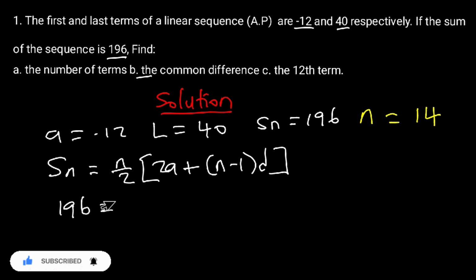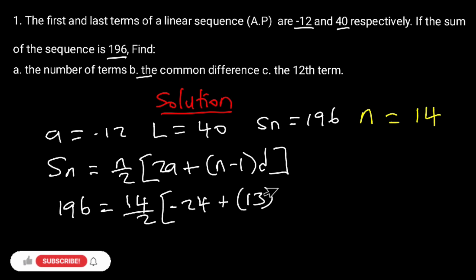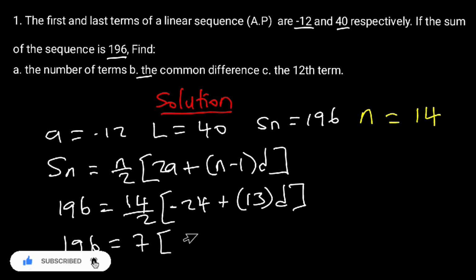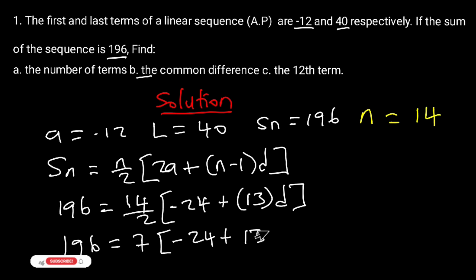196 is equal to 14 over 2 into, now a is negative 12, so 2 times negative 12 is negative 24, then plus the number of terms is 14. 14 minus 1 is 13, then multiplied by d. So we have 196 equals 14 divided by 2, which is 7. Then we have minus 24 plus 13d.